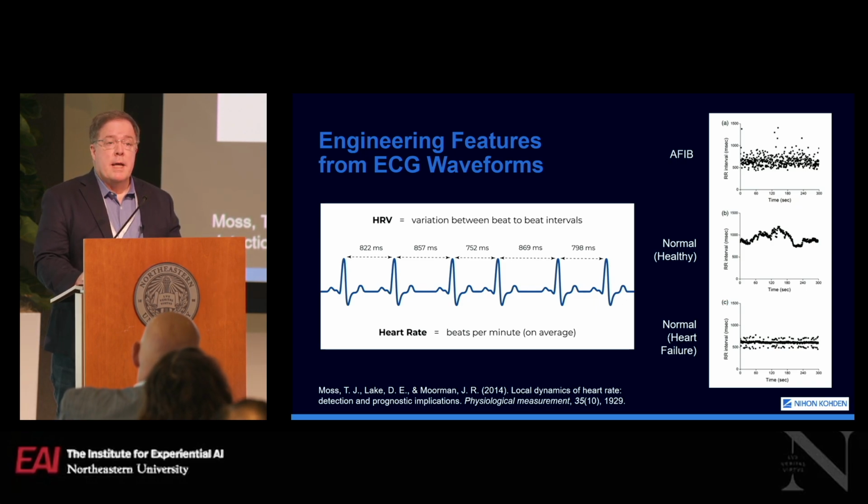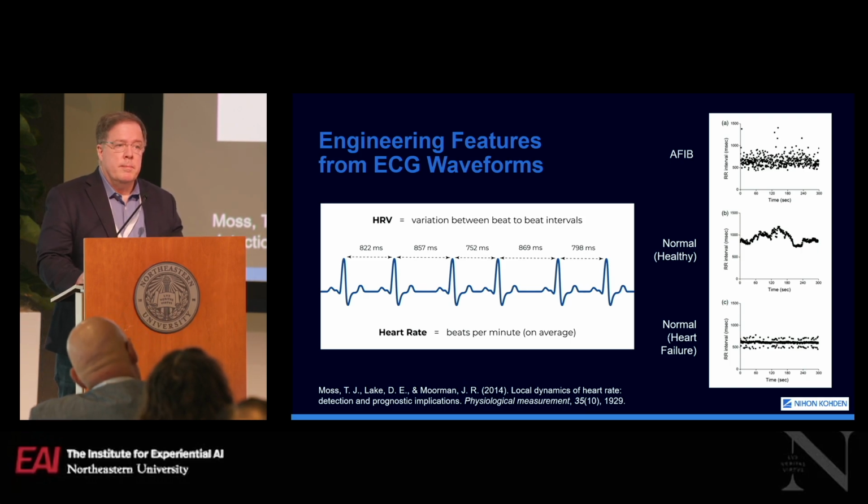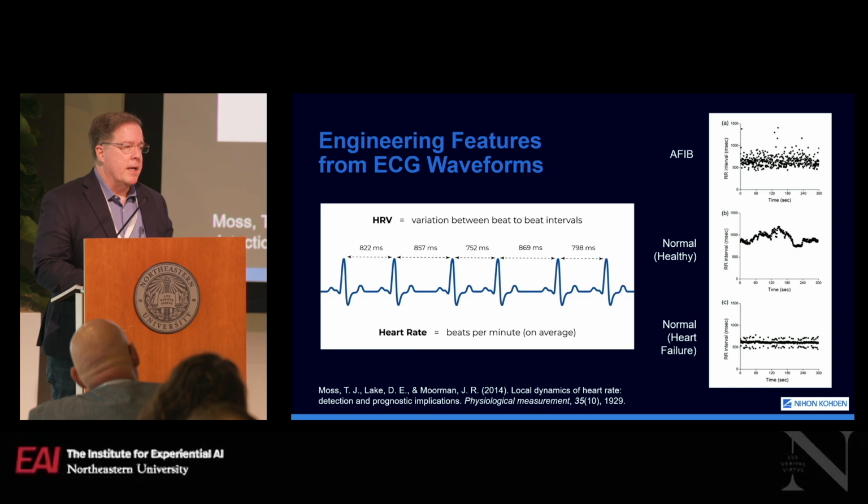Now, the patient on the top experienced AFib. The middle patient is normal, and the patient below that has normal sinus rhythm for the most part, but has heart failure. So you can see in the patient on the bottom, their variability, that is their heart rate variability, is substantially lower than the other two cases.